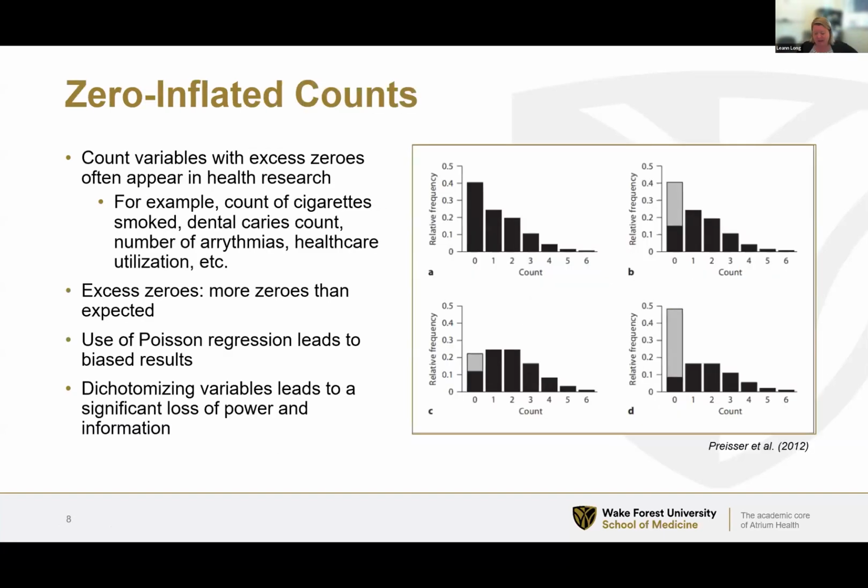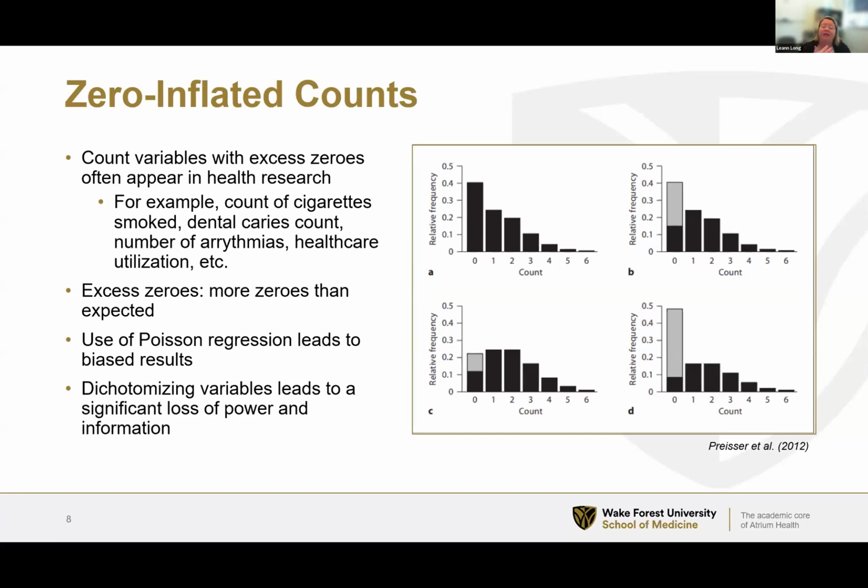Okay, so that's mediation. Then I want to talk about zero inflation, and then I want to talk about putting them together. So zero-inflated counts happen a lot in health research, which is an area that I'm in, with count of dental cavities or number of healthcare utilizations. A zero-inflated or excess zero variable just means it has more zeros than you would expect for a regular sampling distribution.